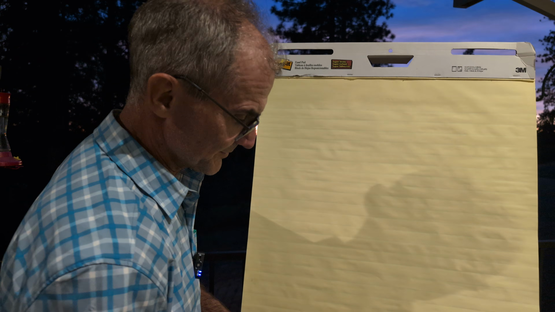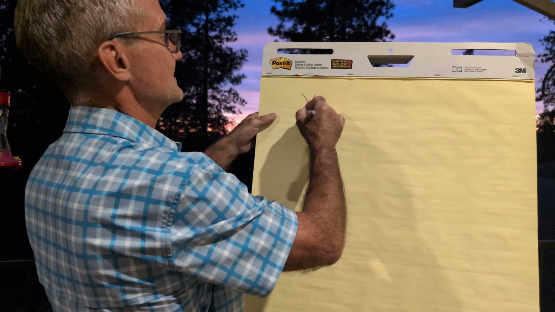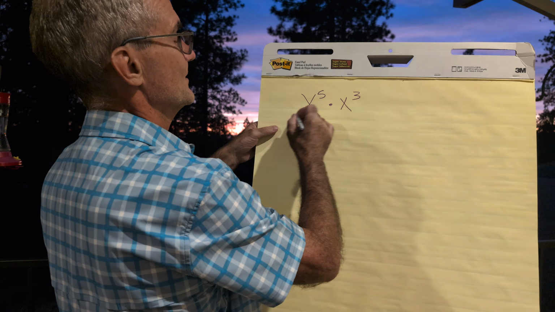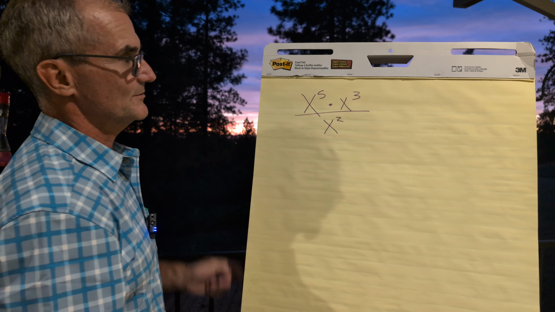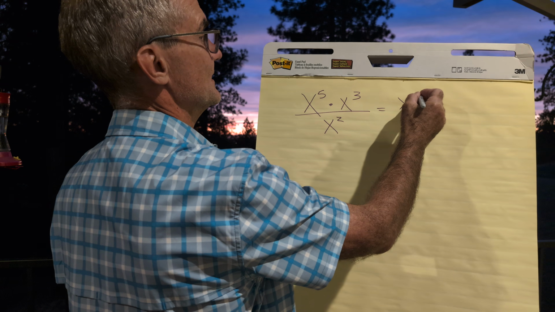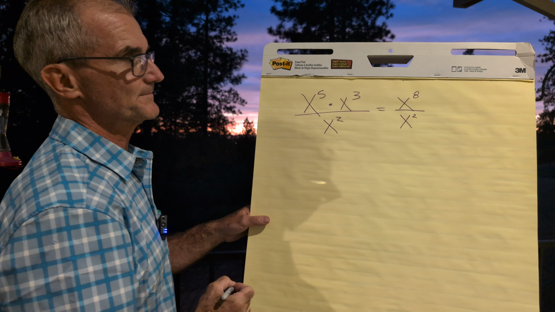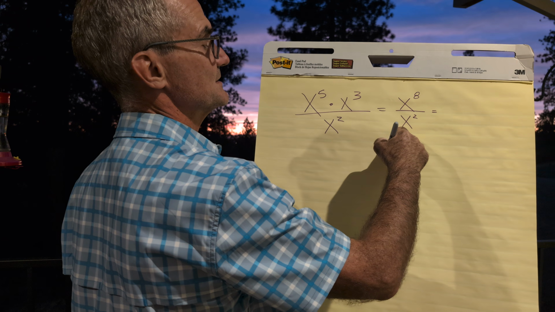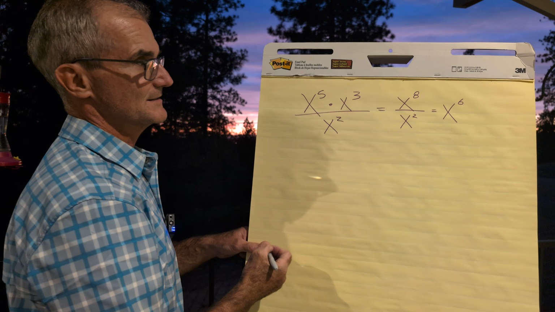So you might have a problem like this. What is x to the 5th times x to the 3rd, all divided by x squared? Well, first you're going to use the product rule of exponents to get x to the 8th in the numerator, x squared in the denominator. And then with the quotient rule of exponents, you subtract to get x to the 6th.